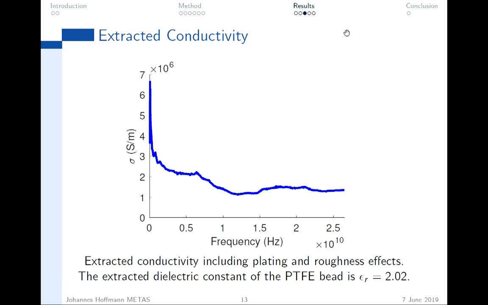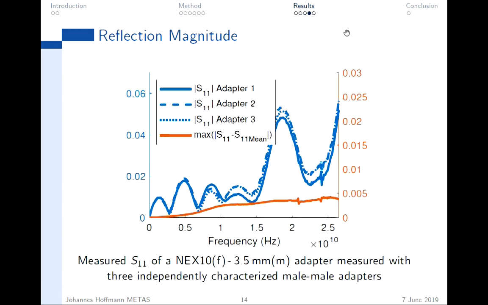And additionally, I can say from the filled experiment we extracted the epsilon r of the PTFE, which was used here, as 2.02. The loss tangent was so small we could not get it with this technique.